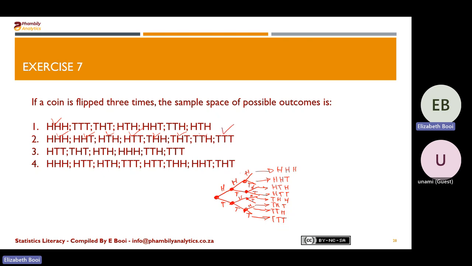You see how easy it is to find your outcomes. If I look at the other ones, they could also be listed, but they might be repeating themselves.